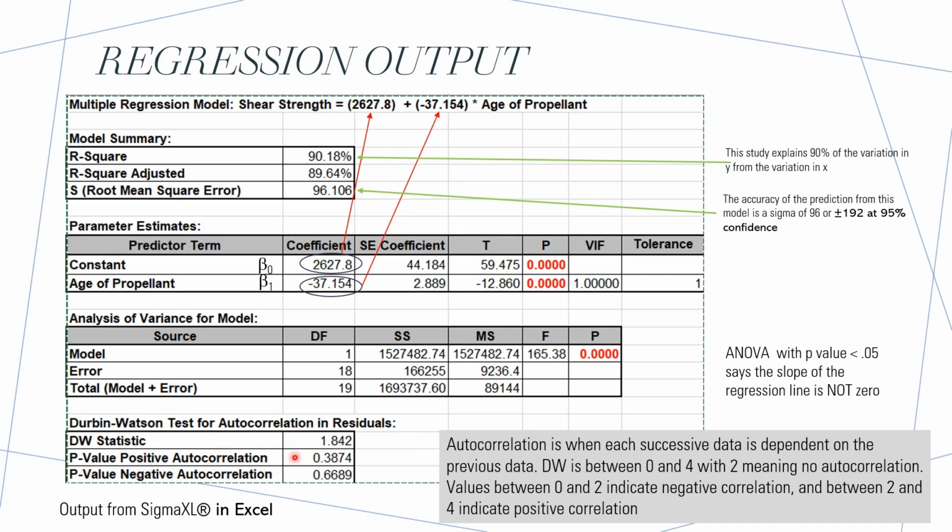And the last thing down here is the Durbin-Watson test for autocorrelation. There's a statistic and then a value for positive and negative correlation. So for autocorrelation, DW gives a value between 0 and 4. A value of 2 means there's no autocorrelation. Values between 0 and 2 indicate positive correlation, and values between 2 and 4 indicate negative correlation.